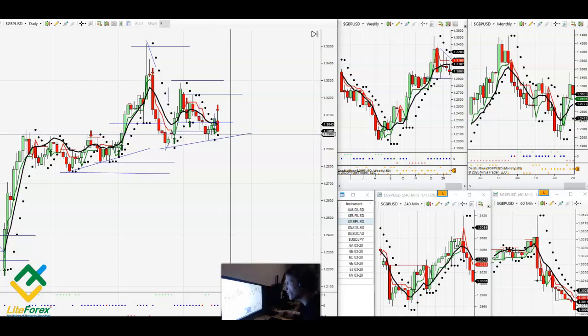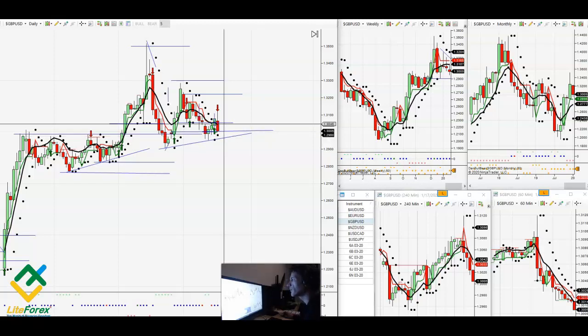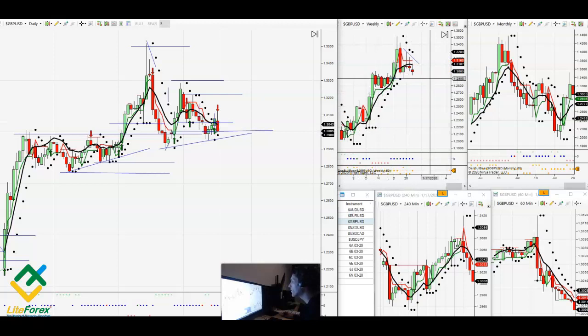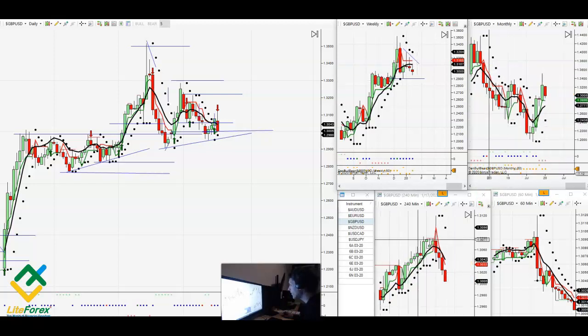So we got to watch support at 1.3000. That's going to be the key price. We closed at 1.3005, so let's see if that can hold. And then of course we have this support down here at 1.2905, the low. So yeah, this is definitely setting up more to the downside.